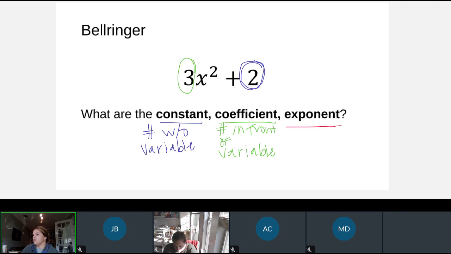And then lastly, we have our exponent, and it's this tiny little 2 up here. Okay, we call it a power. This would be to the power of 2. So the exponent raises a variable to a power. Okay, so it is the number above the variable.